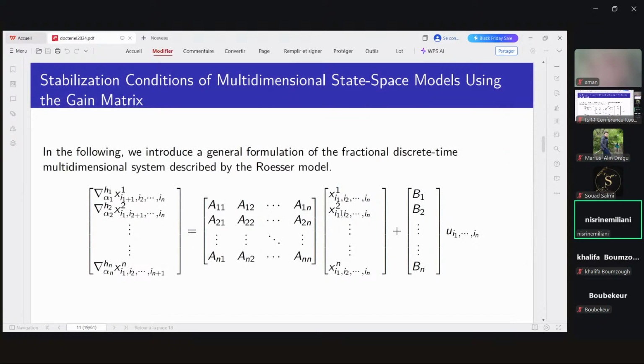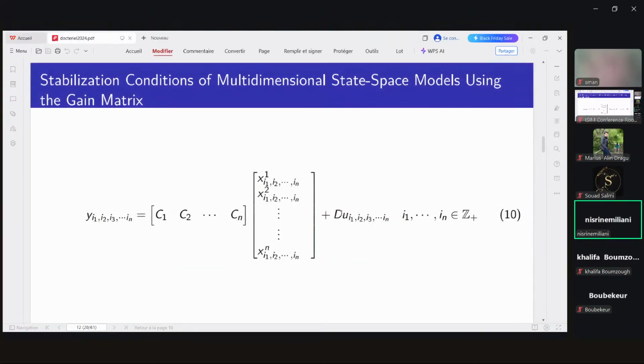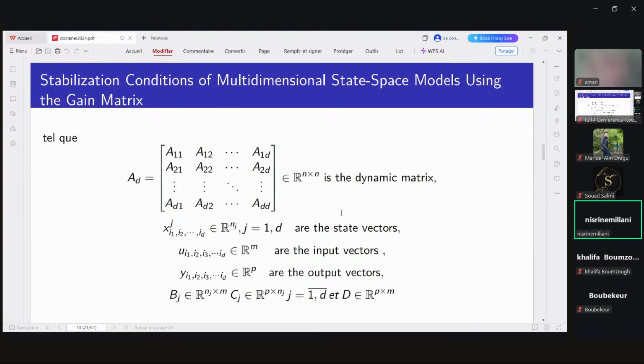And in the following, we introduce a general formulation of the fractional discrete time multidimensional system described by the Roesser model, given by equations 1 and 2, where matrix A is the state matrix, X is the state vector, U is the control vector, and A, B, C are matrices of appropriate dimension.